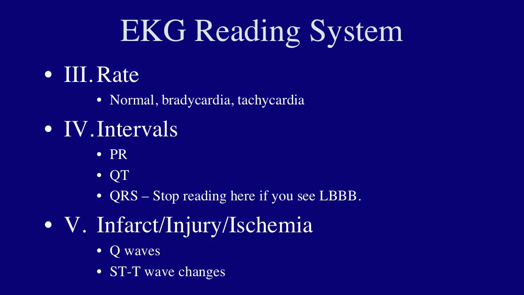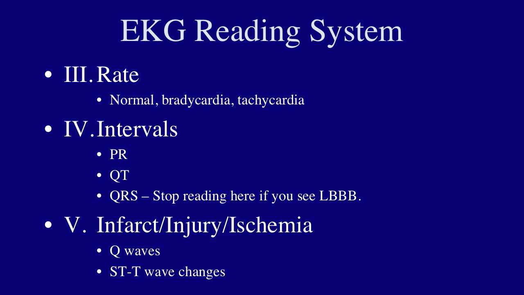And then the next step, step 4, is to measure the intervals. The first one you would measure is the PR interval, and that should be 3 to 5 small boxes. If you have a PR interval that's too short, you have things like WPW or LGL. If it's too long, you have first-degree AV block. But you want to look for the PR interval.